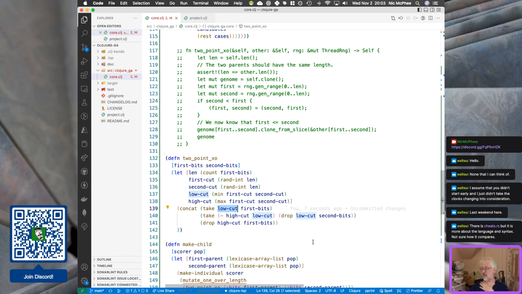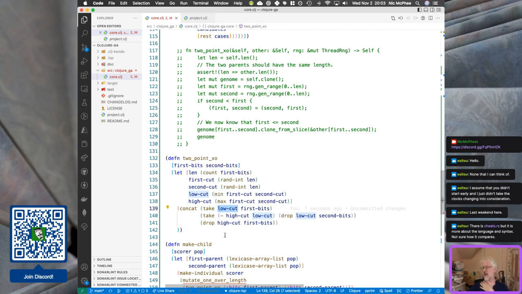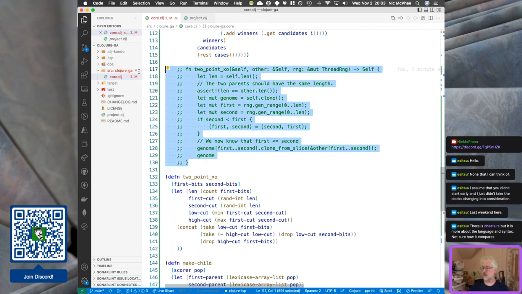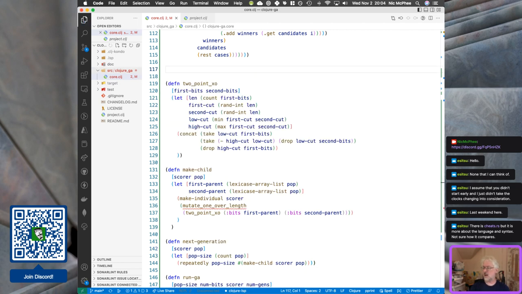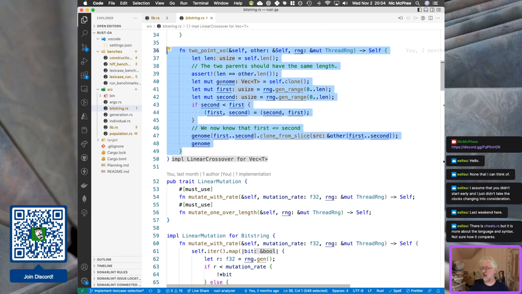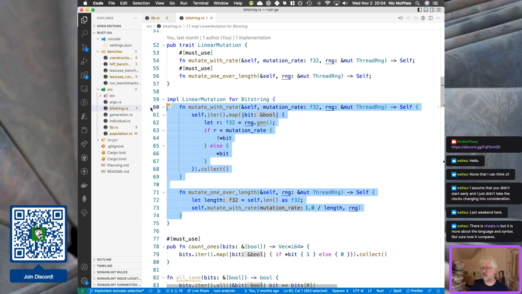So there's low of these, there's high minus low of those, and there's length minus high of those. And so those cancel, and we have length left. So that should have the right length, and it should be good. Okay. That was weird, but there we are. And then we want mutation 1/length, which also is borrowing, is calling that.